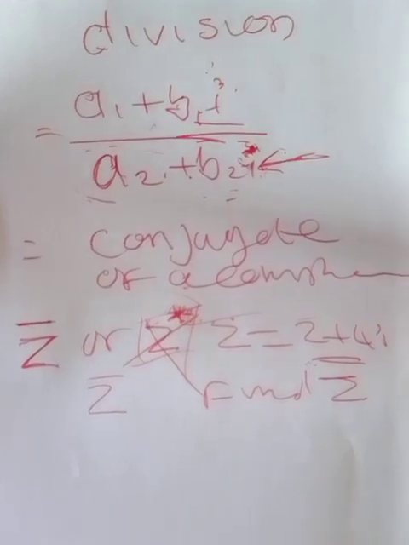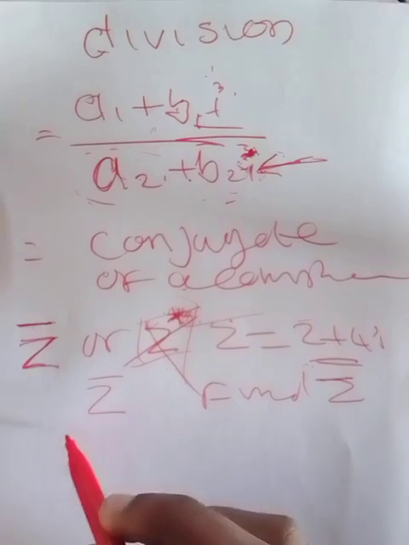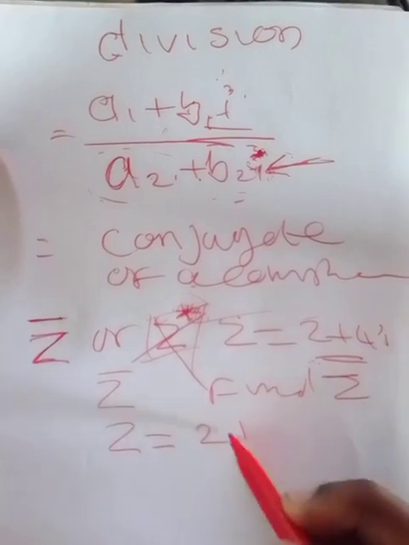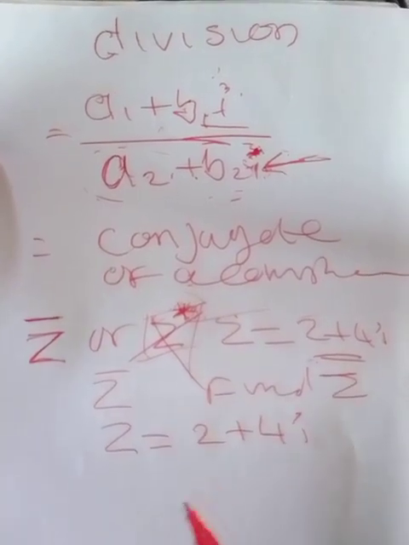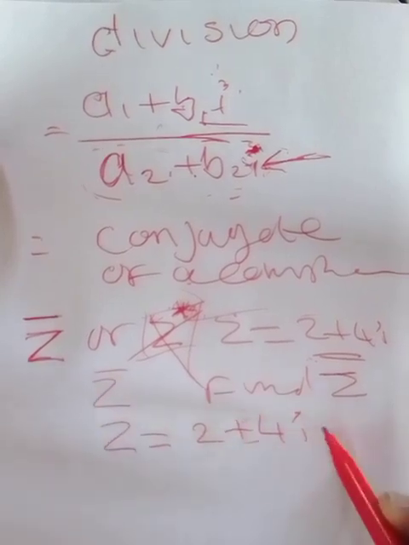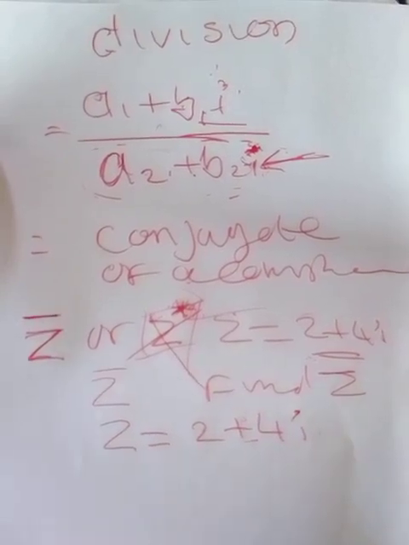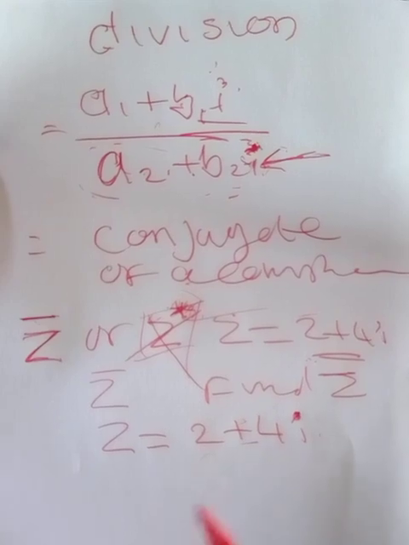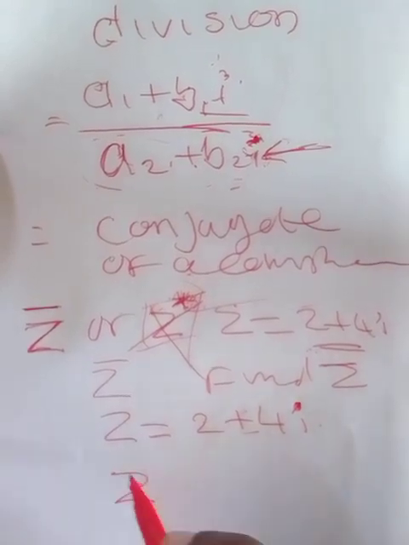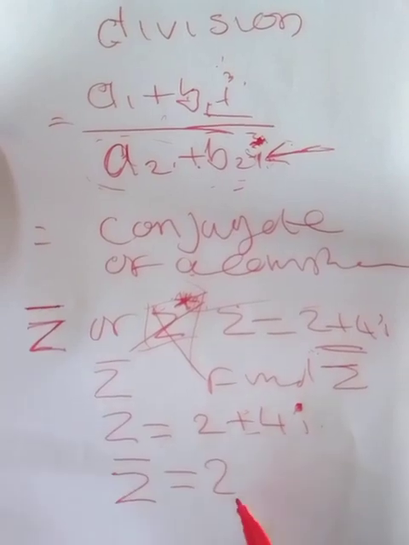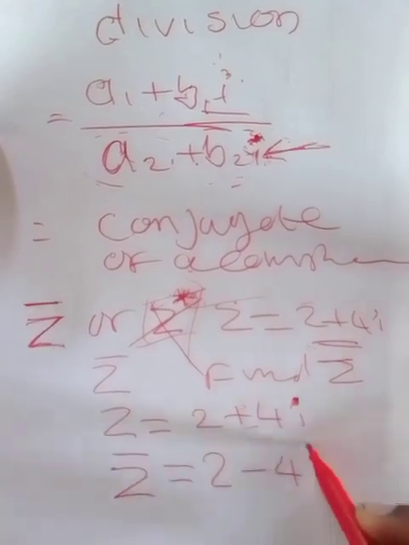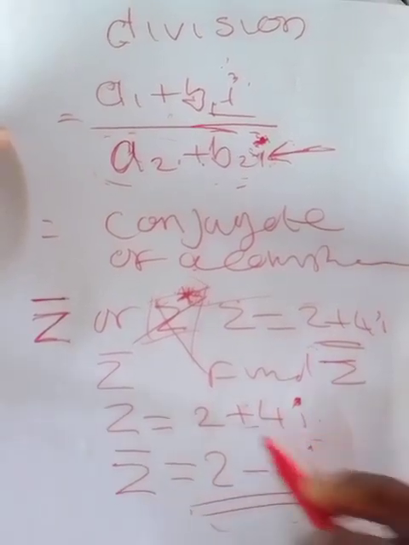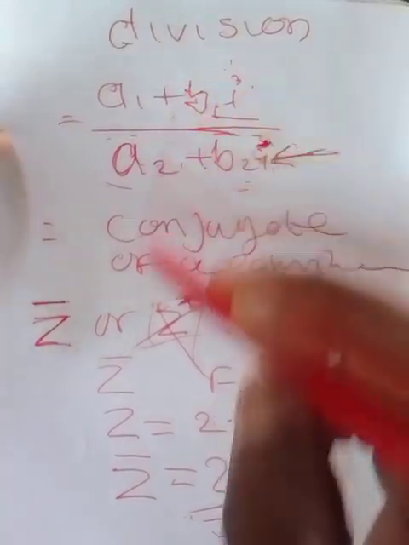So let's say you have been given z, and you have 2 plus 4i. To find the conjugate, you just change the sign of the term having an i. So how do you do that? My conjugate is 2 minus 4i. You found your conjugate. This is what you now have to multiply throughout. You multiply with the numerator and the denominator.